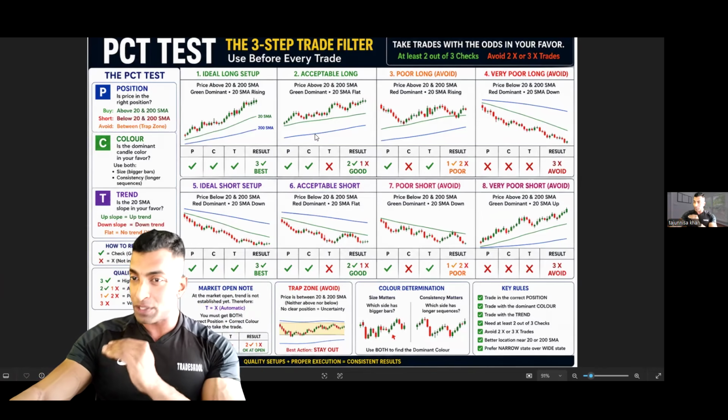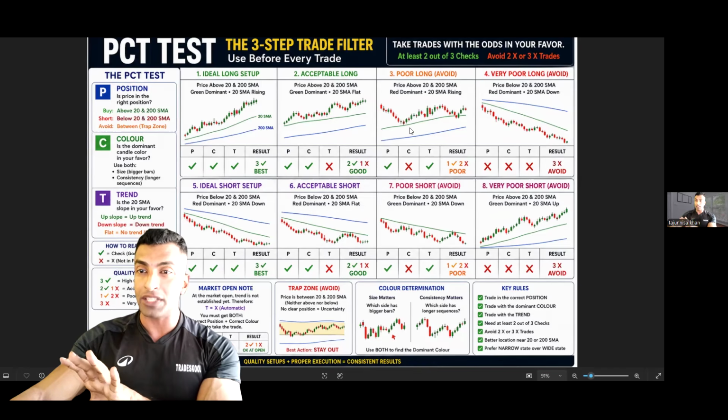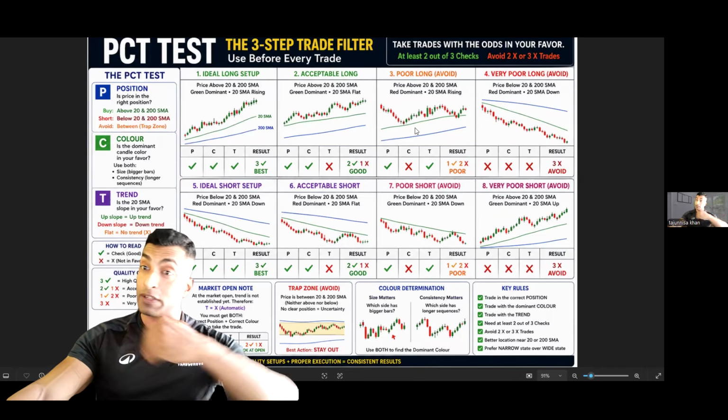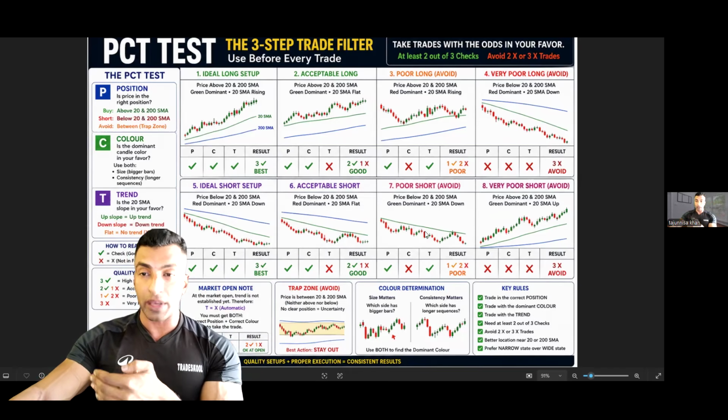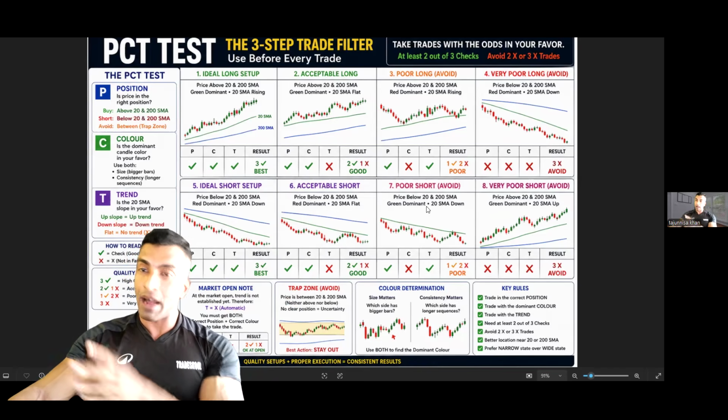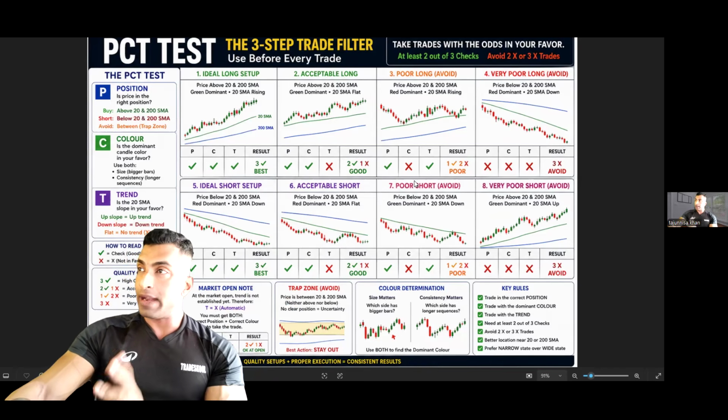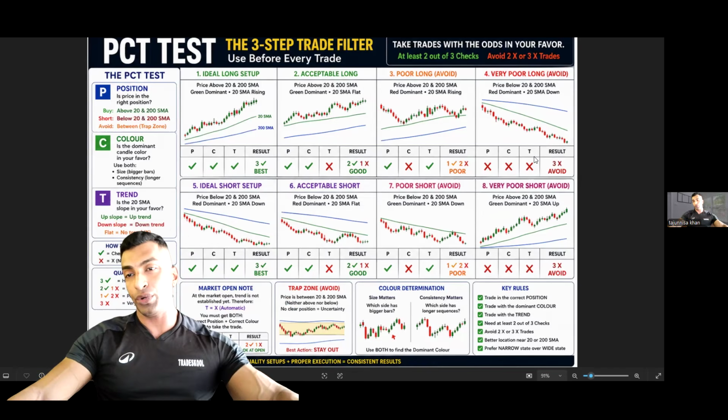The direction, the slope is to an extent okay, but if the color is changing and you are seeing more continuous red candles even when the price is above, then avoid, there may be a potential reversal. Same here also. That's a poor setup. Avoid that. And in the next scenario, nothing is coming, so you don't even consider it.